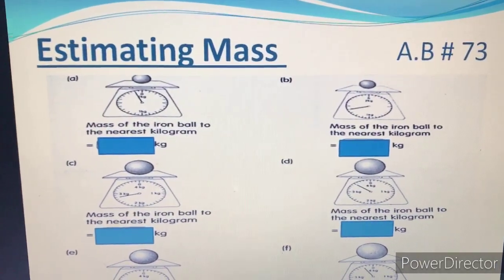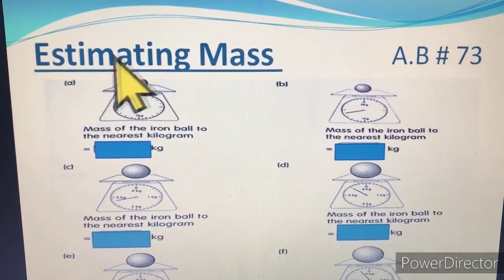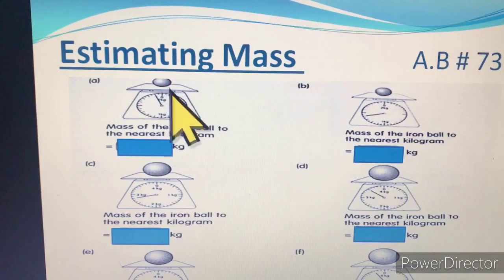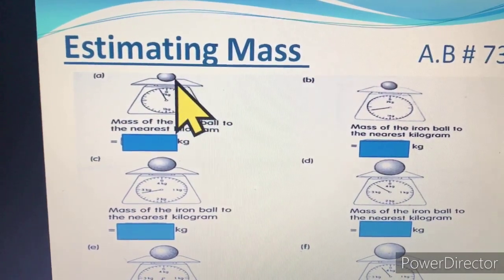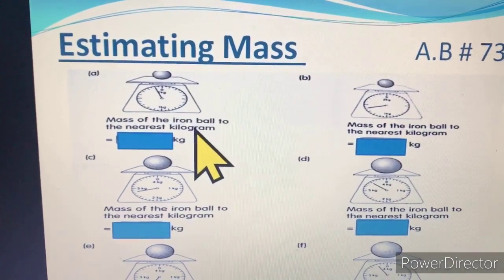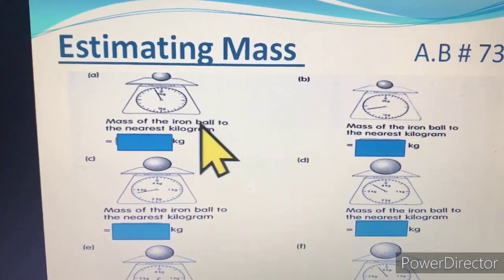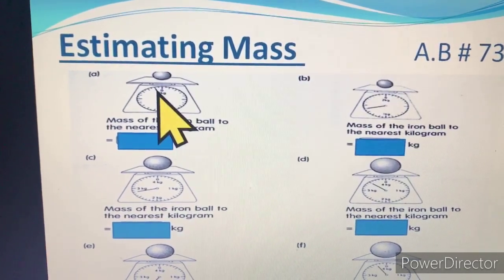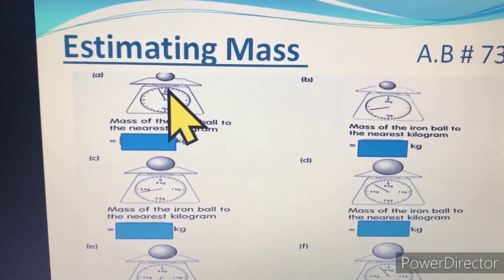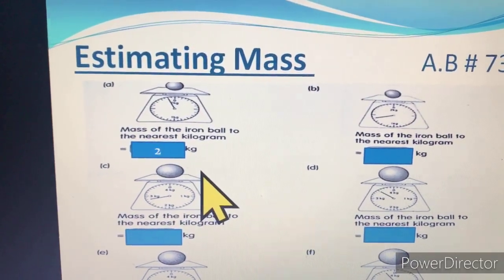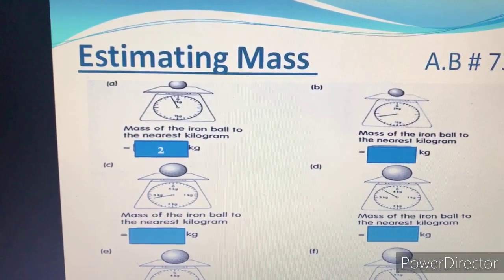Okay, so here in the first one, we see this scale. This scale is of 2 kg. It can measure up till 2 kg. And the weight of this iron ball is, see, mass of the iron ball to the nearest kilogram. See the needle? Yes. So is it near to 1 or 2? Yes, it's near to 2. So you will write 2 kg.